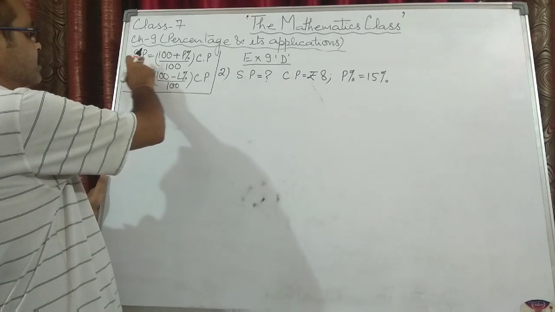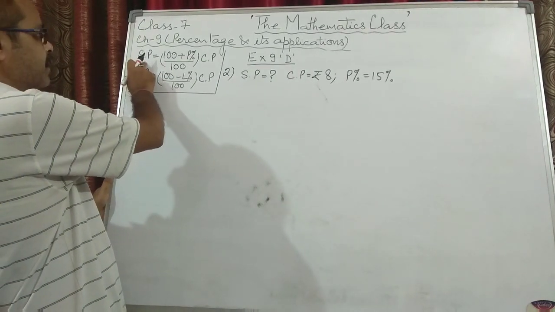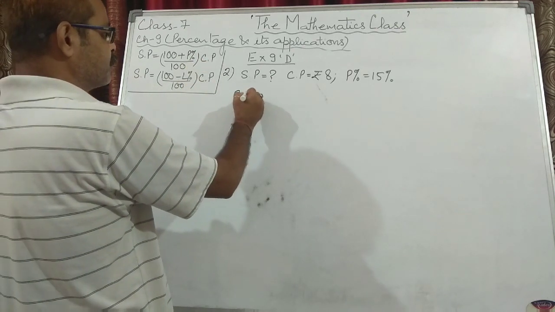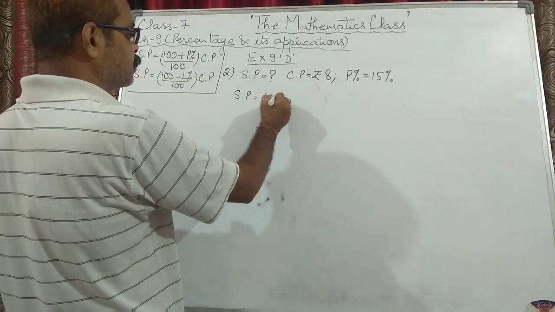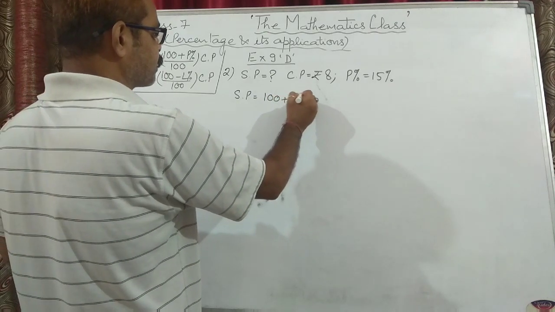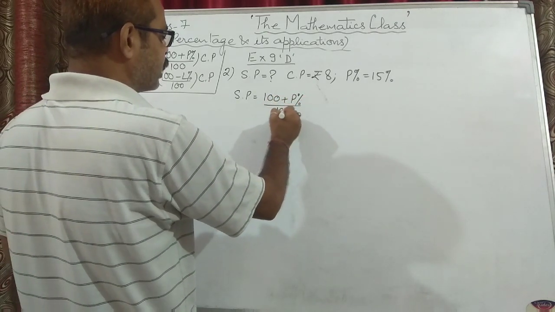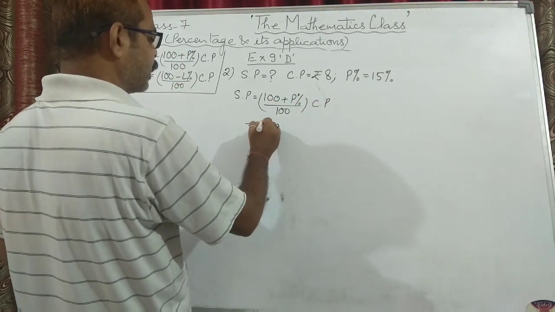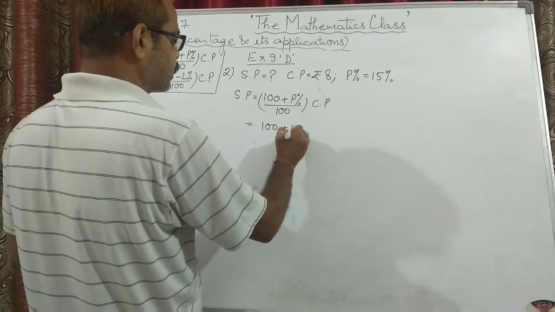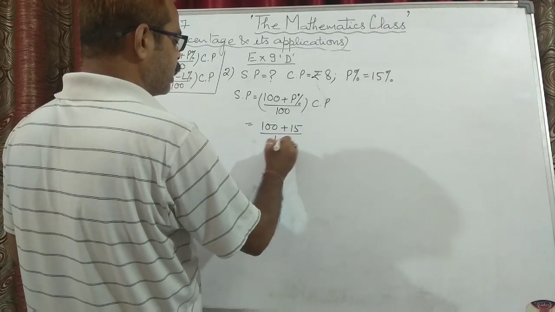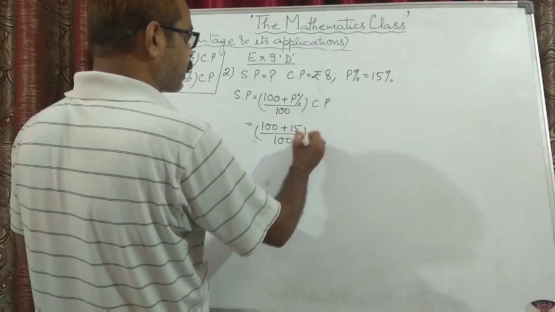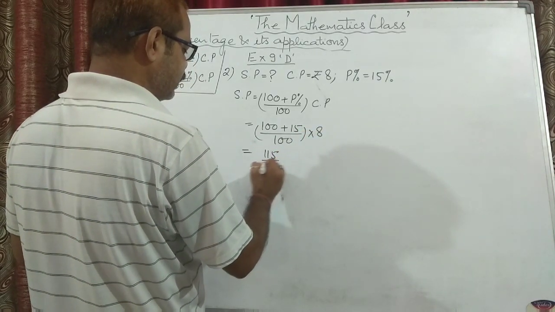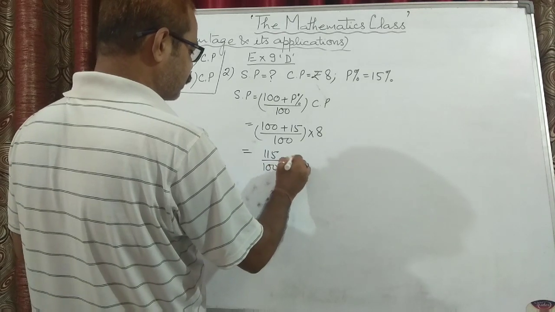So very simple, you can see the first formula: selling price we have to find, profit percent is given, cost price is given. So simply write down the formula. Selling price is equal to 100 plus profit percent upon 100 multiplied by cost price. Then we substitute the values. So 100 plus profit 15 upon 100 multiplied by cost price rupees 8. This will become 115 upon 100 multiplied by 8.